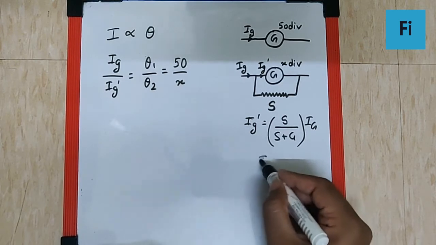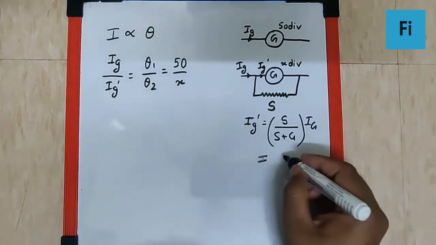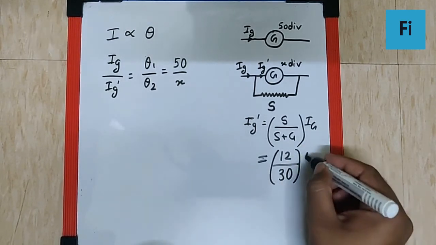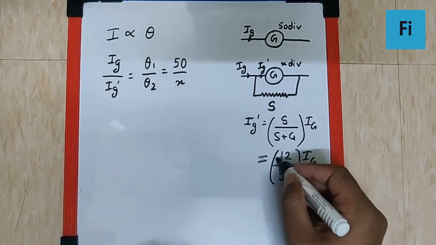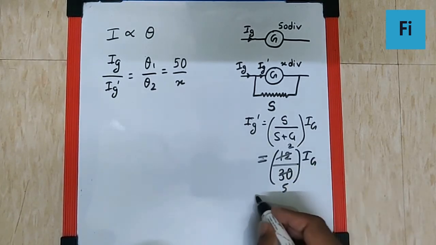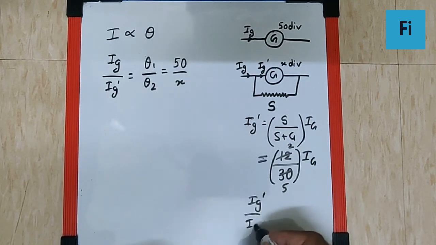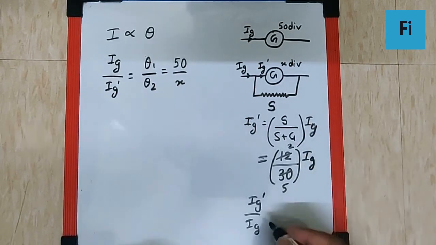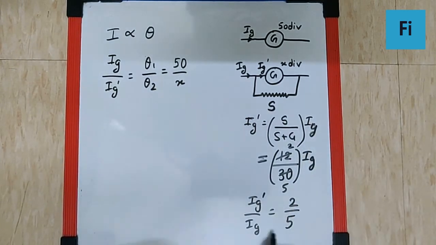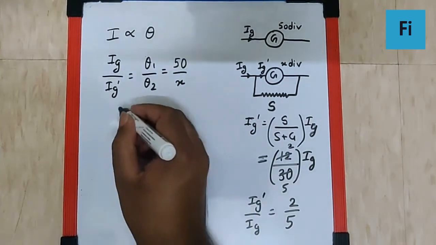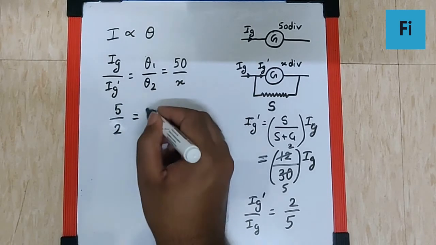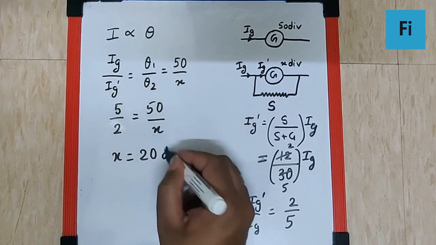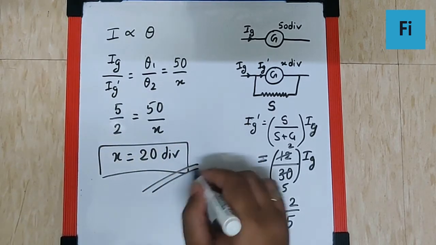So now if I substitute the value of shunt resistance, which is 12 ohm, and 12 plus 18 becomes 30, that is going to be equal to, into Ig. So 6 2s are 12, 6 5s are 30. So Ig dash by Ig is going to be 2 by 5, which over here is the reciprocal. So this becomes 5 by 2 is equal to 50 by x. So we get x as 20 divisions, and that will be your final answer.